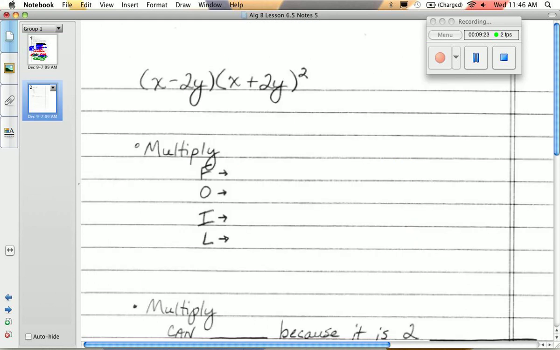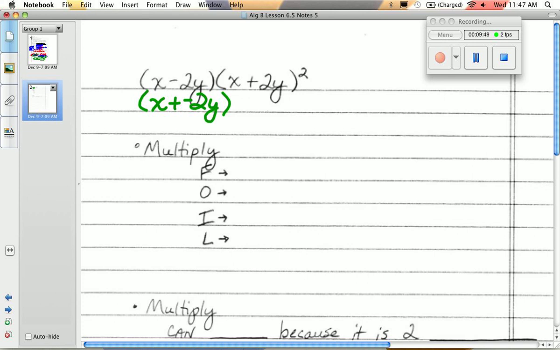Let's go to the back side and practice the one we have back there. We have to know how to do it when there's more than one variable in it, right? We have to make sure we understand how to multiply these. It isn't always just one variable involved. So first of all, let's change it to add the opposite, and then write what this really means. It's x plus a negative 2y times x plus 2y squared.